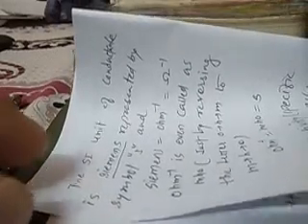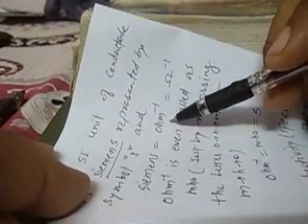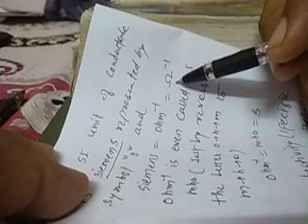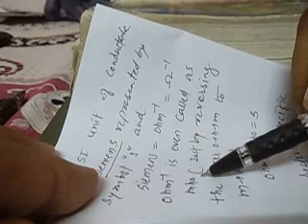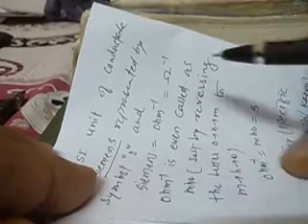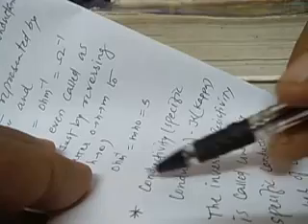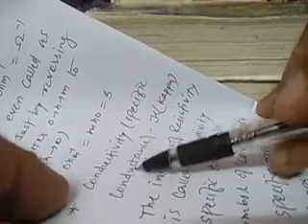Now we'll understand the units. The SI unit of conductance is Siemens, represented by the symbol S. Siemens is nothing but ohm inverse, which is even called mho. Mho is simply ohm written backwards. So ohm inverse, mho or Siemens, all three are the same.